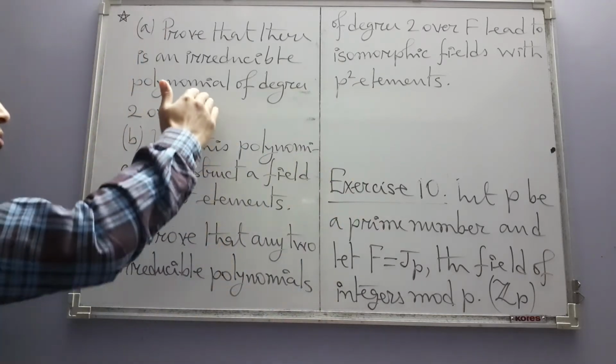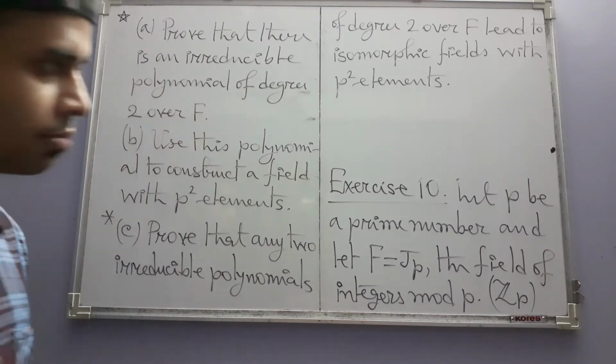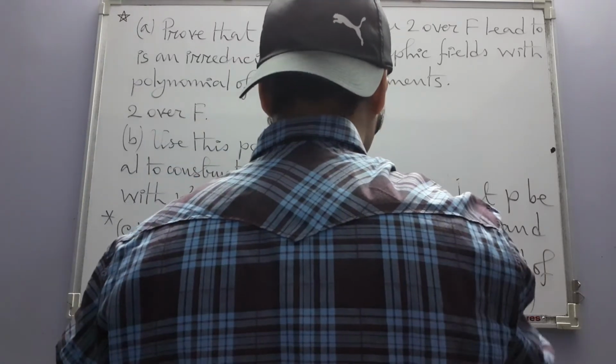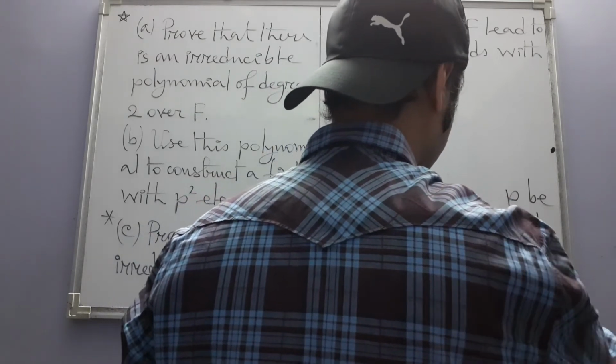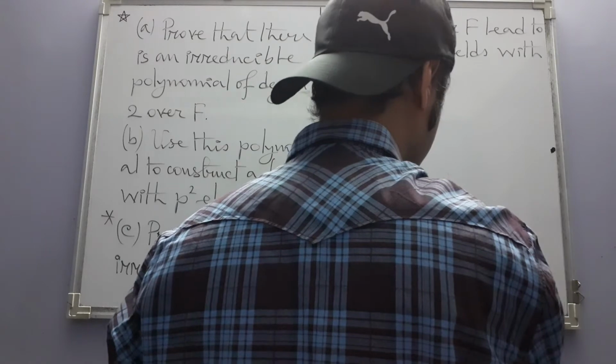So let us start with part A. In part A we have to show that there is a quadratic irreducible polynomial over Jp.